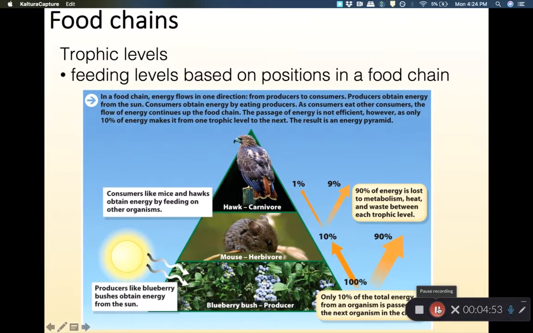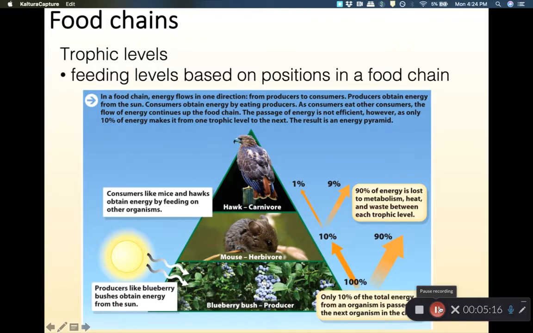So we have self-nutrients. These are organisms that produce their own energy. For example, at the bottom we have blueberries. Blueberries get their energy from the sun, which is converted through photosynthesis and creates glucose.